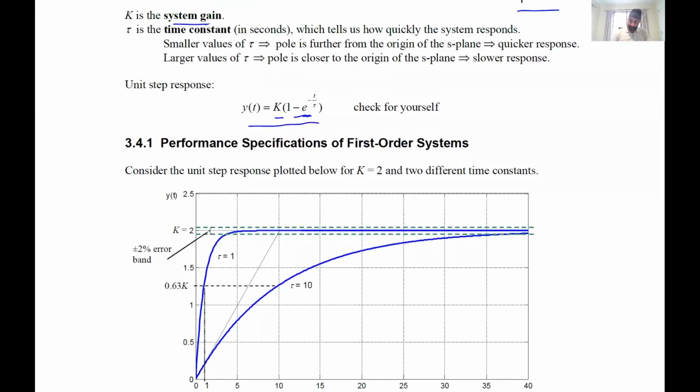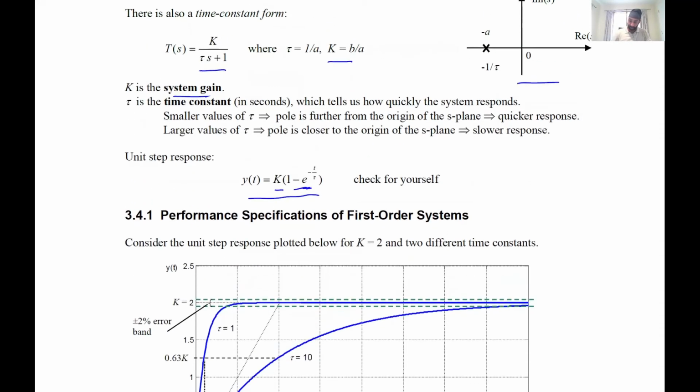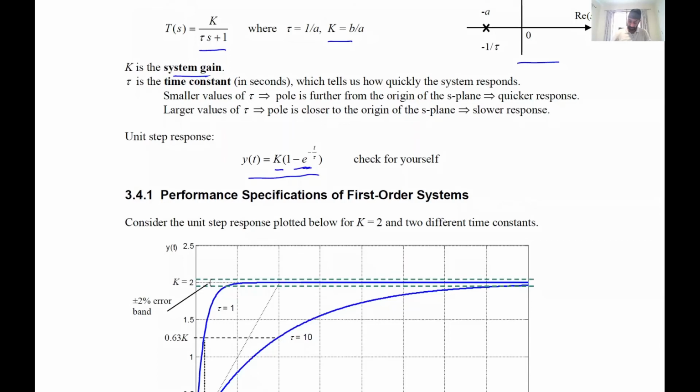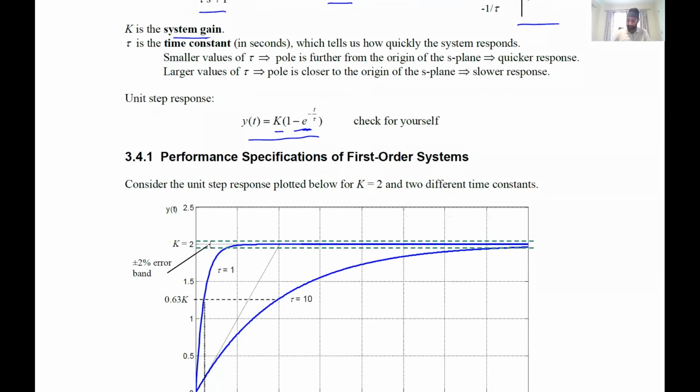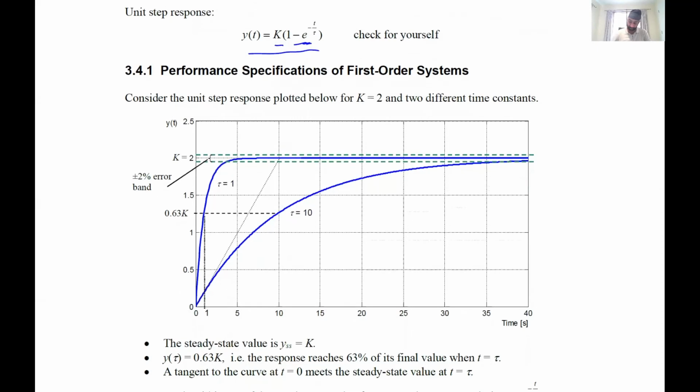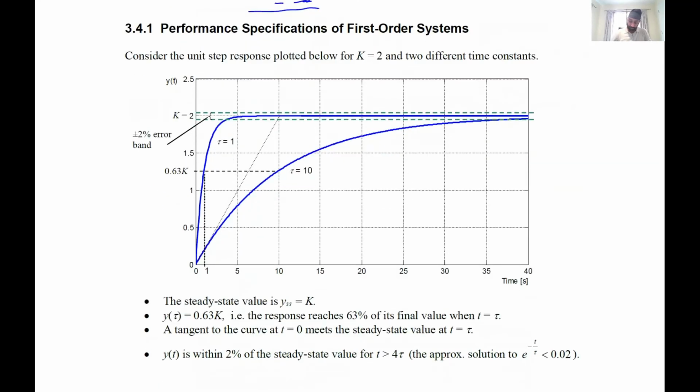Furthermore, if the value of tau is large, then it will take a long time to settle down. Vice versa, if the value of tau is small, then the response will quickly approach the steady state value and settle down close to it. So this kind of response is a typical response for the first order system.